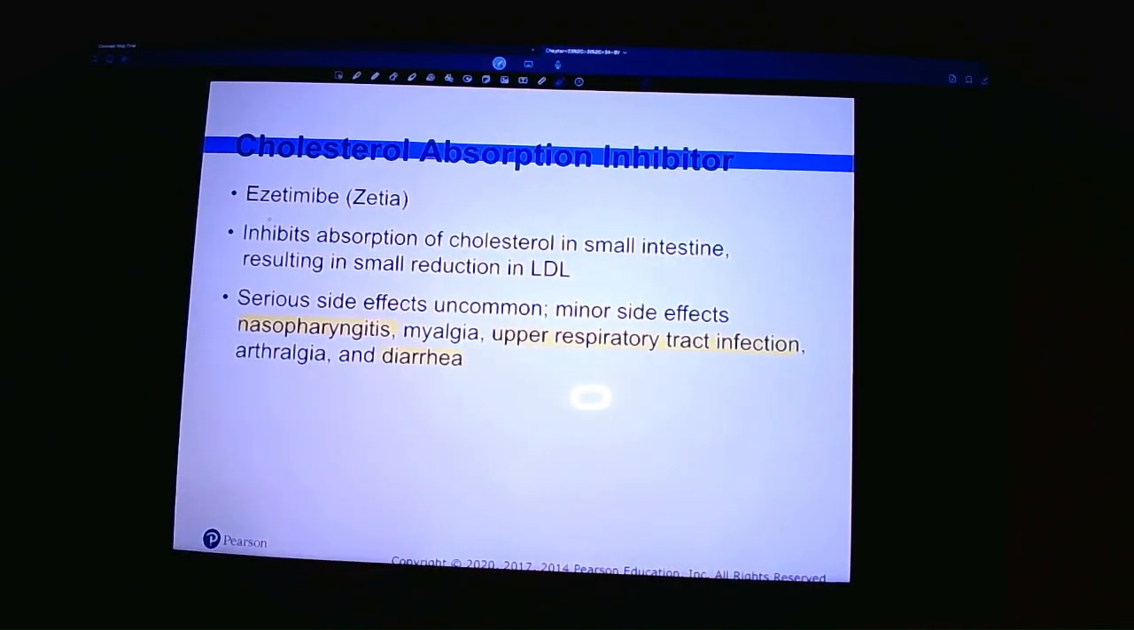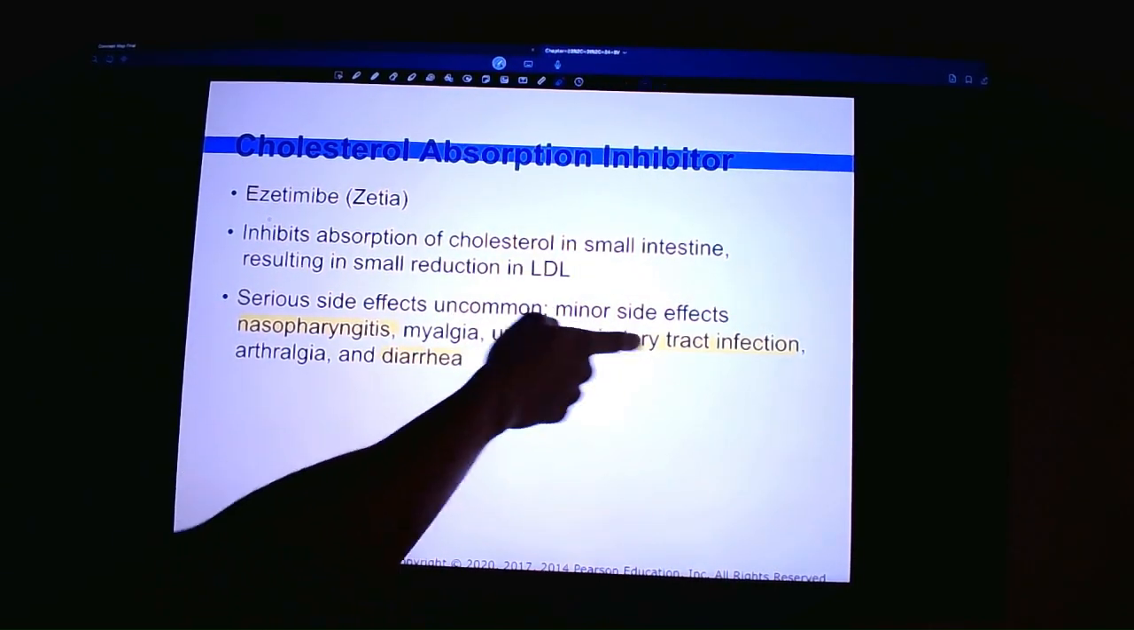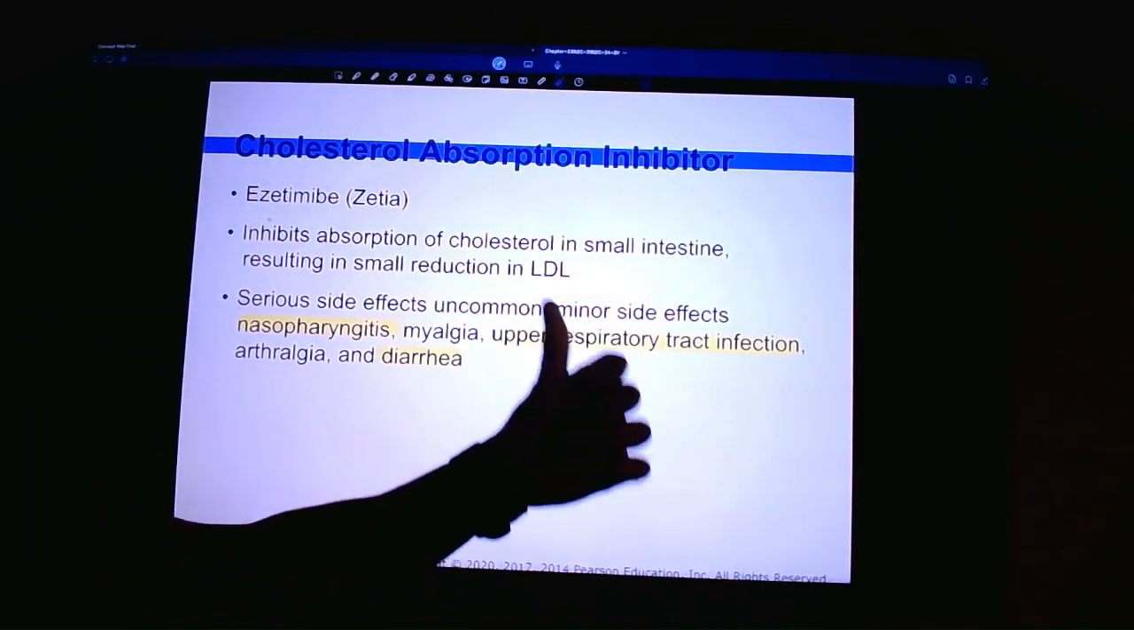So it's actually used a lot with statin drugs, right? It's like a helper. It's an assistant to the statin. And all it's doing is just inhibiting the absorption of cholesterol in the small intestine, right? So that's another way to prevent it, right? You're not eating a lot of cholesterol.